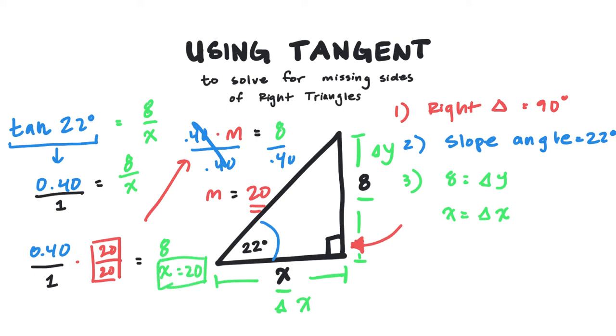which means that the side length of x must equal 20. And that is how we can use tangent to solve for a missing side.